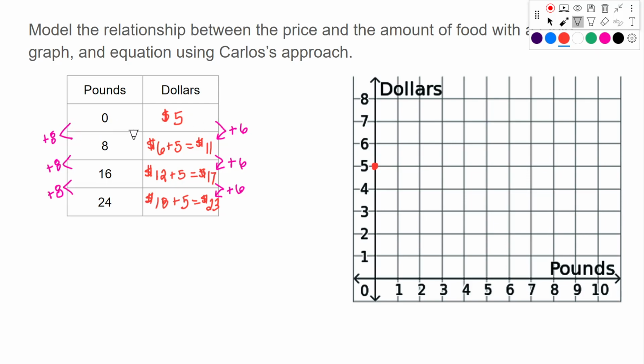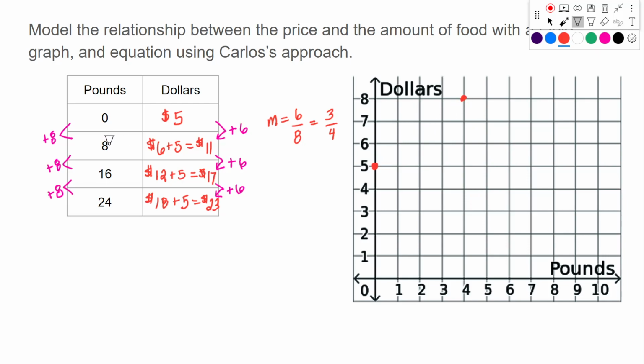8 pounds, $6. Both of them are even numbers. And I could describe my rate of change or my slope as being a rise of 6 for every increase of 8. Well, that simplifies to 3 over 4. So from 5, if I go up 3 and to the right 4, I would have another point of my line.